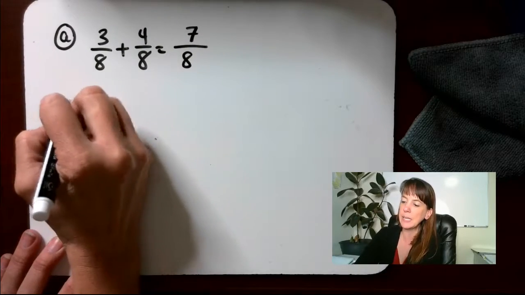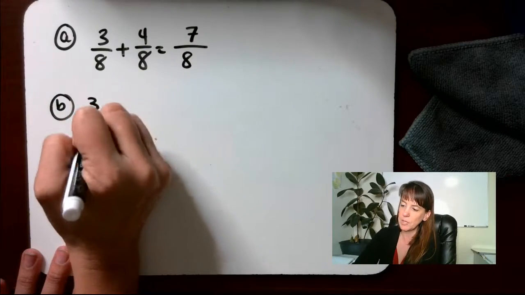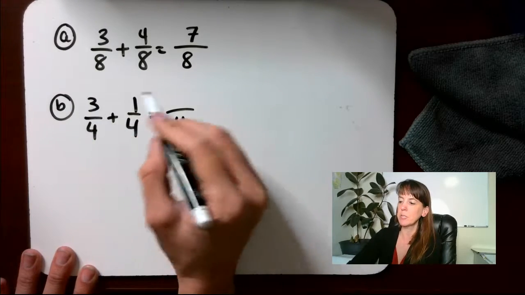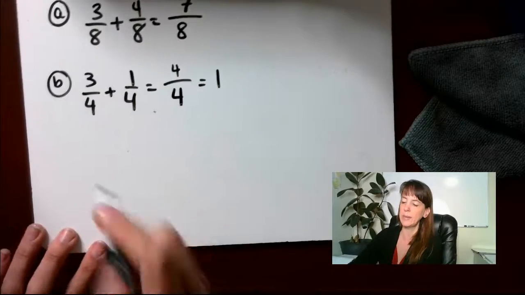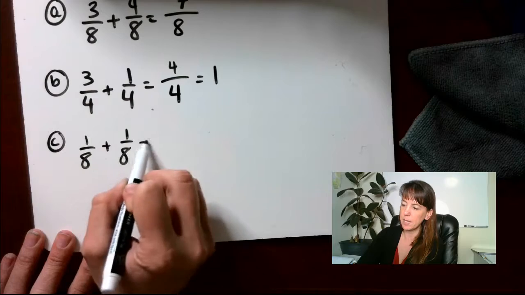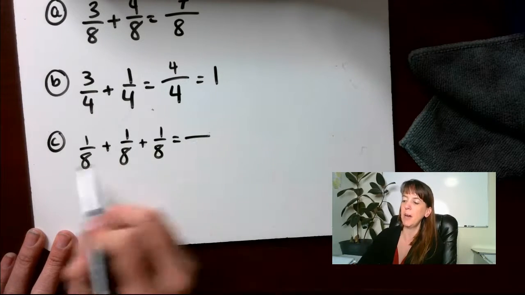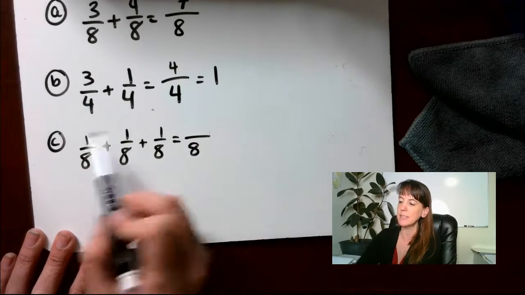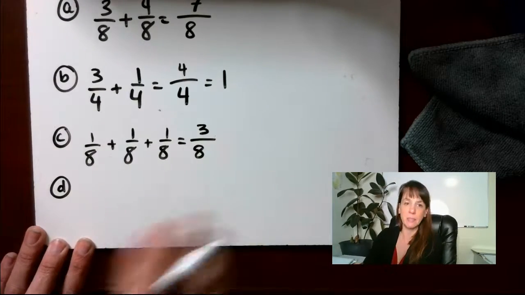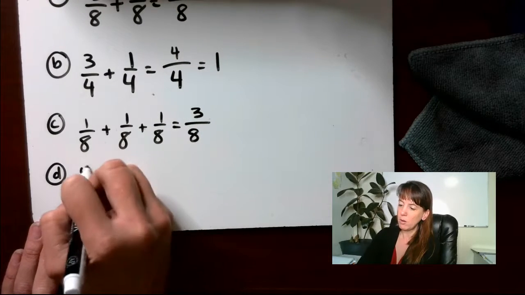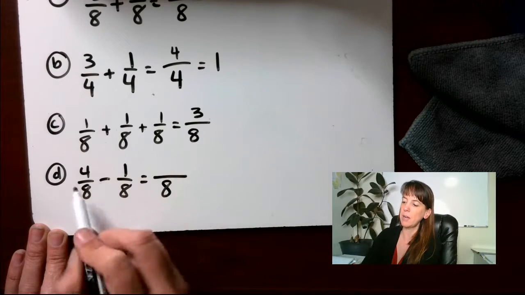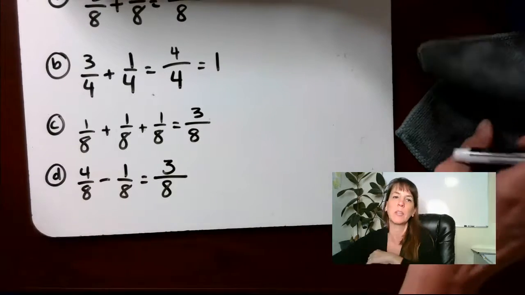All right, so B is going to be 3/4 plus 1/4. Keep that denominator the same, 4. 3 plus 1 gives us 4. This reduces down to 1. C is 1/8 plus 1/8 plus 1/8. On the bottom still we have that same thing. It's going to be 8. 1 plus 1 is 2 plus 1 is 3. Excellent. 3/8. D. 4/8 minus 1/8 equals 8 on the bottom. 4 minus 1 is 3. So we get 3/8.